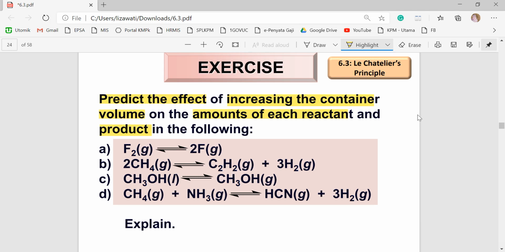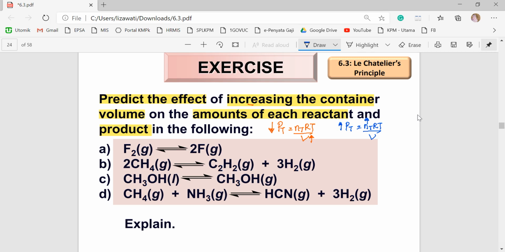Alright, so now we take a look. We know that P total equals n total RT over volume. So when the volume increases, what will happen? The pressure will decrease. The system tries to increase the pressure. Therefore the system will shift to the side that has the greater number of moles.